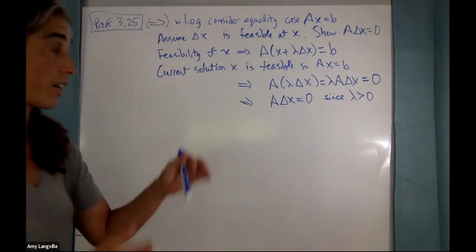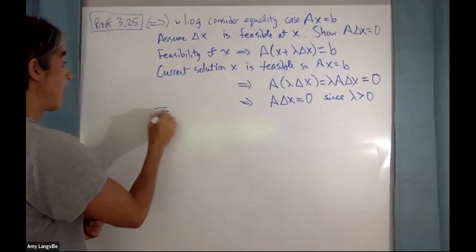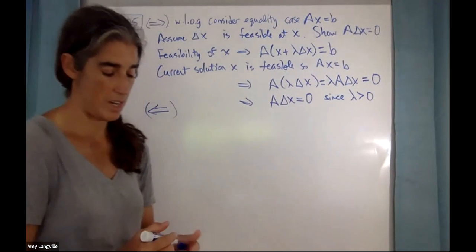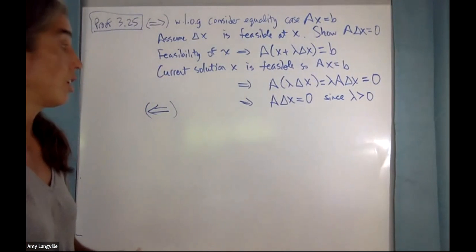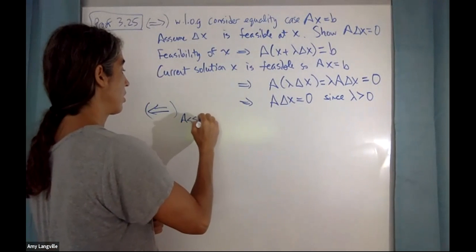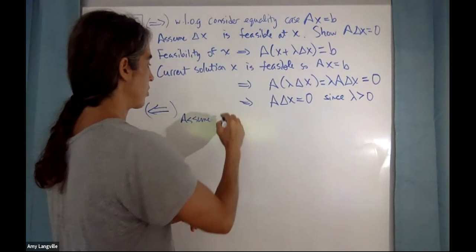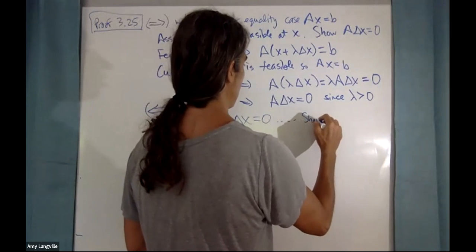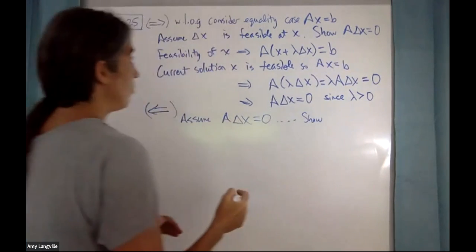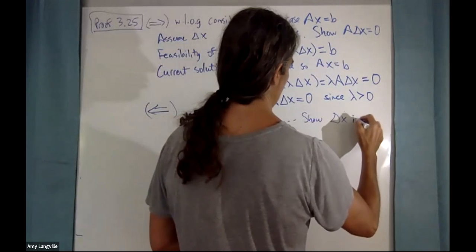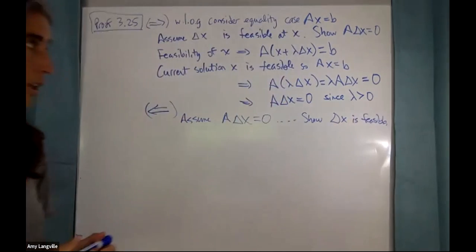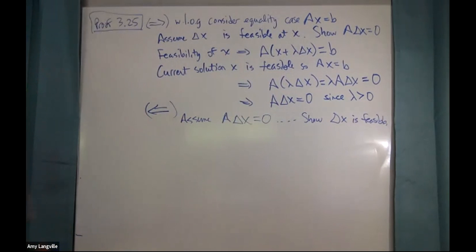Okay, so that's the forward direction. You can do the backwards direction. How would you start that without loss of generality? Let's say we only want to do the equality case. What would you start by assuming? You start by assuming the conclusion, which was that A delta X equals 0, and you want to ultimately, after some work, show that delta X is feasible. Should follow very easily.